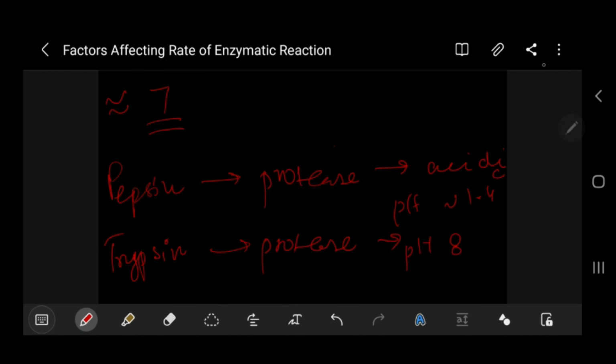All the different organisms have different optimum temperatures or optimum pH for their enzymes, and it depends on the organism. So with that, let's conclude this lecture. Take care.